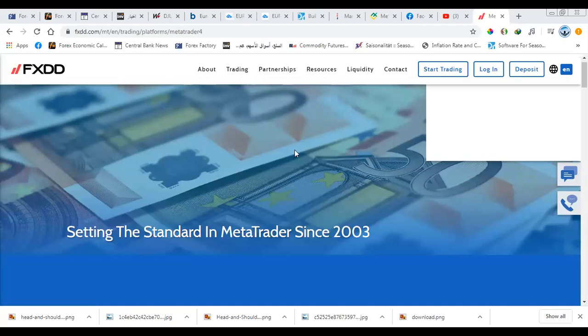Now I'm starting with our question from Valentina: how to download the platform. For me, because I'm the IB of the FXDD company, sorry, the introducing broker for FXDD, you just go to fxdd.com on the internet, and then you go to the platform.